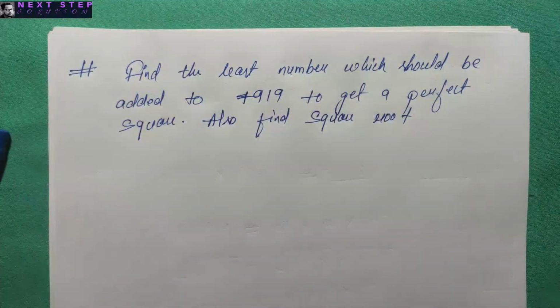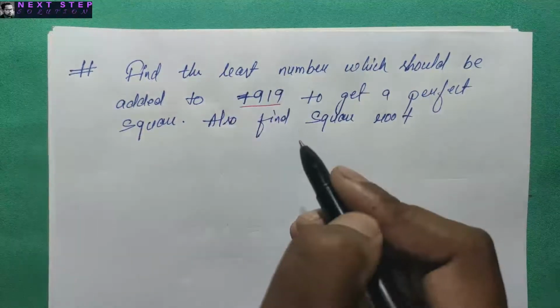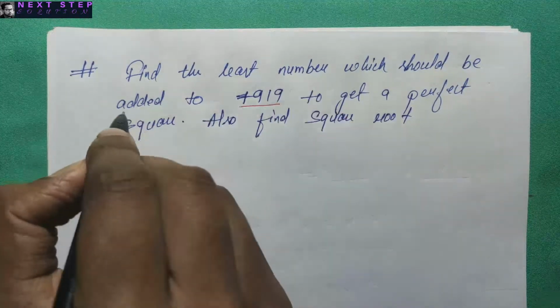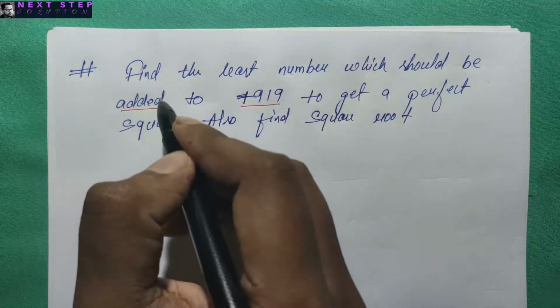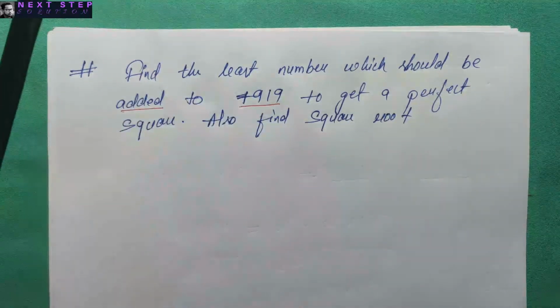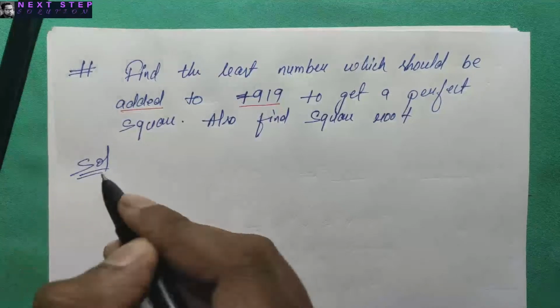Now here the number given is 7919, and you are asked to find out what should be added. Remember, whenever the question is what should be added or what should be subtracted, we are going to follow the long division method. So we will start our answer like this. We are going to follow the long division method.